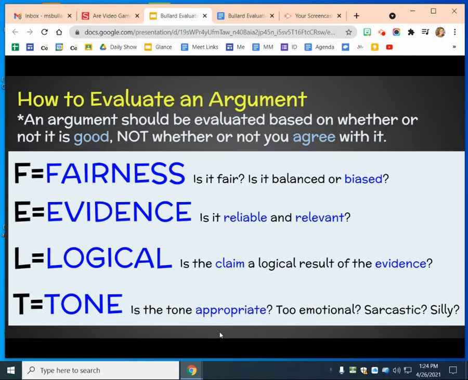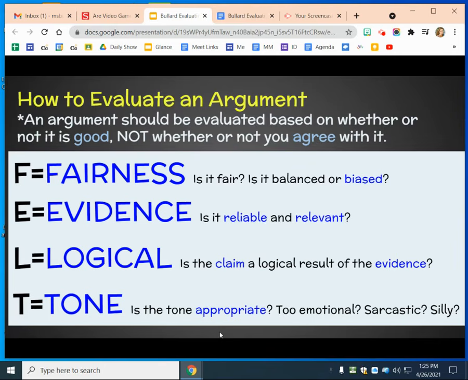So when it's time for you to decide whether an argument is strong or not, think of FELT. Is it fair? Is it balanced? Is the evidence reliable and relevant? Does it make sense? Is it logical? And is the tone appropriate? Is it serious? And if you can say yes to all 4 of those, then that is a strong argument.